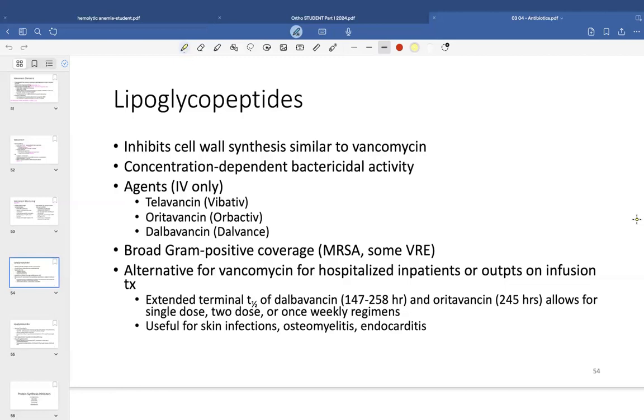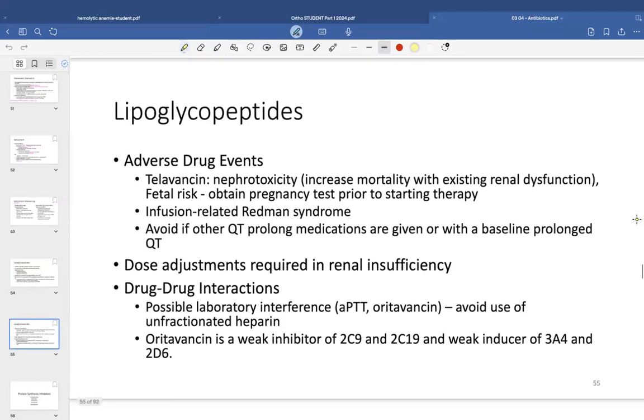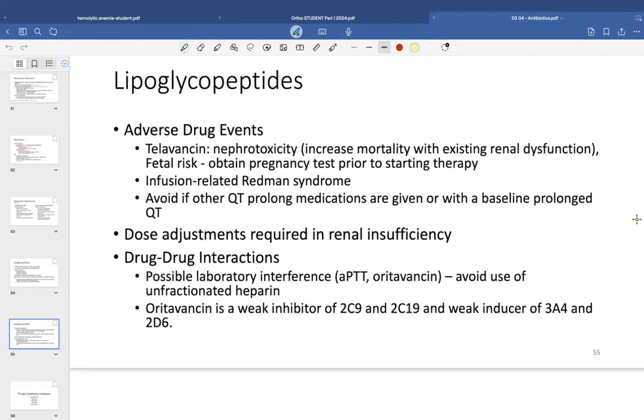Here are the side effects. Telavancin is noted for nephrotoxicity. You can still get the red man syndrome with these agents. There are some effects on the kidney. But again, not one of our top line drugs, but for those of you working in PLR, especially if you're sitting patients where they might have the cell wall agents.